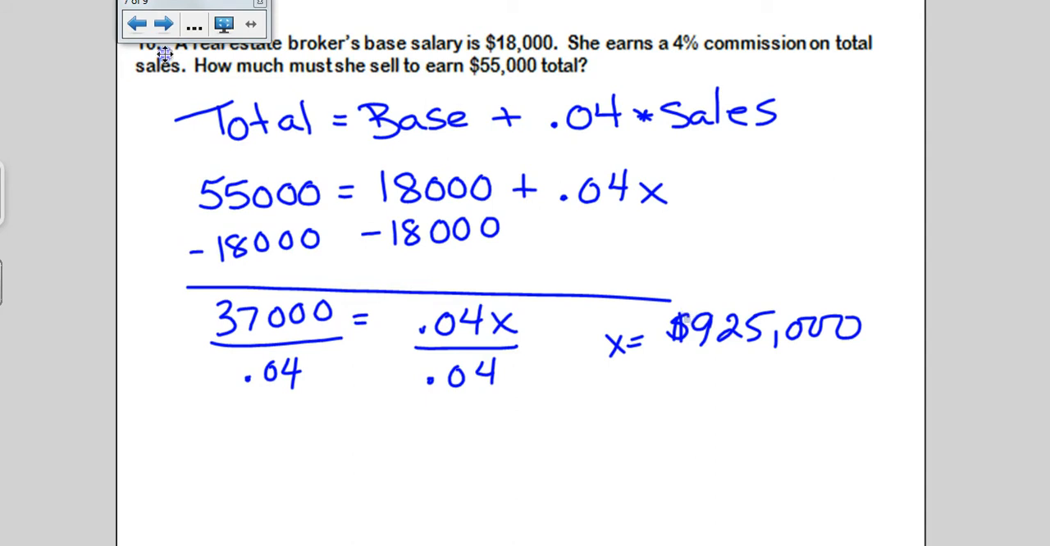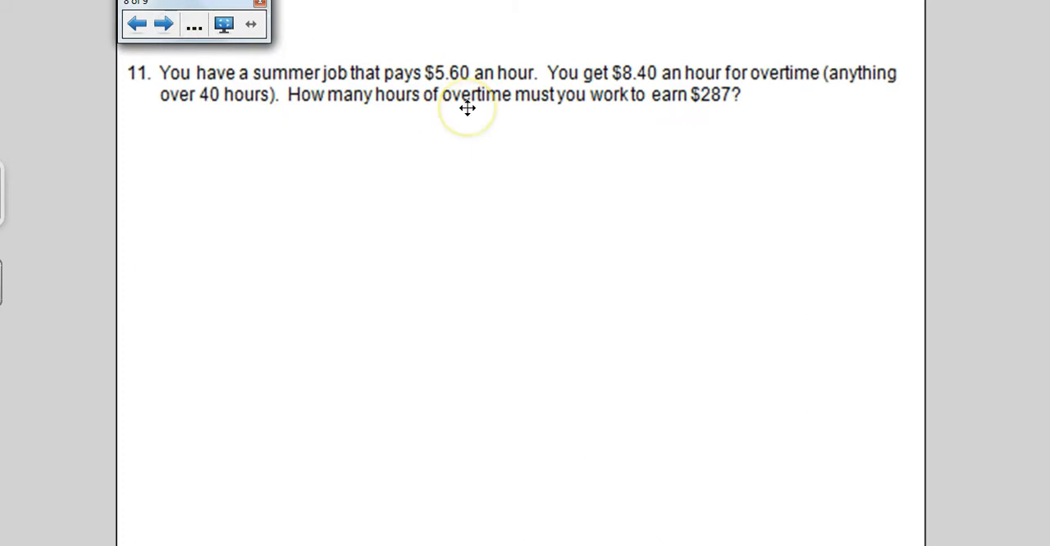Okay, the next problem. You have a summer job that pays $5.60 an hour. You get $8.40 an hour for overtime, which is anything over the first 40 hours. How many hours of overtime must you work in order to earn $287 on your paycheck? So when we think about this, your paycheck, let's assume you work over 40 hours.